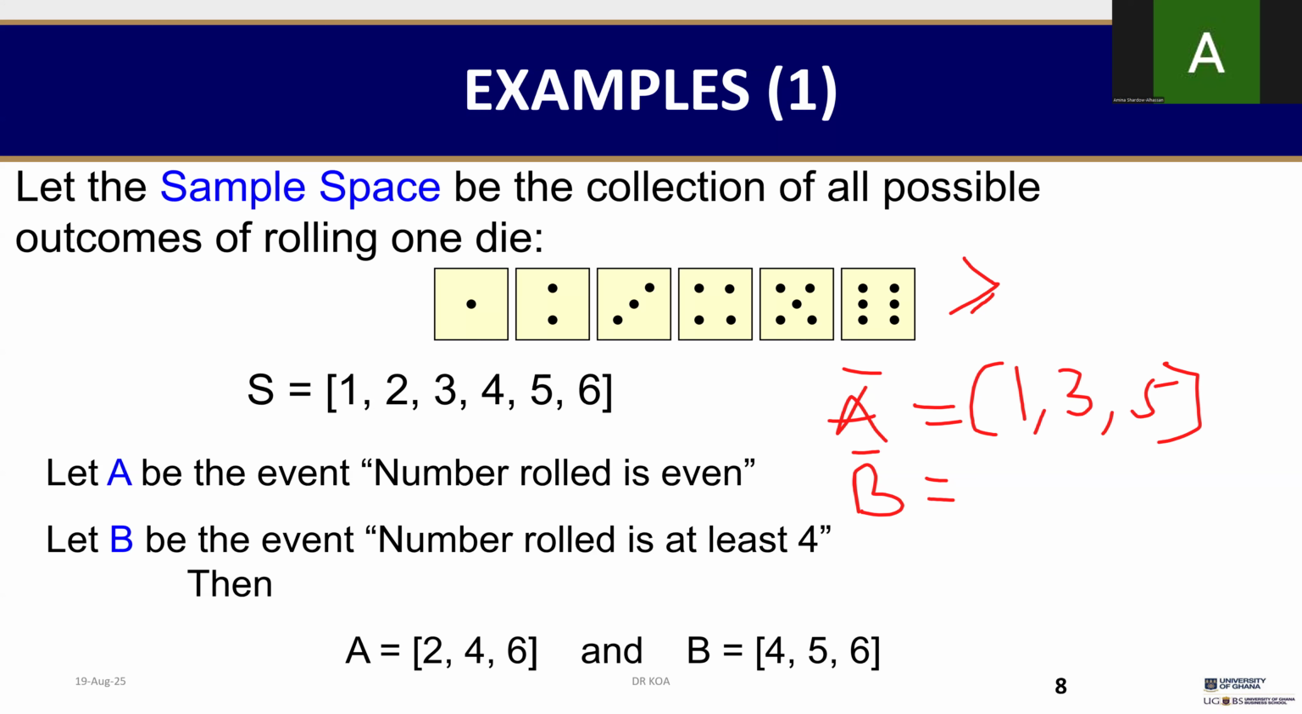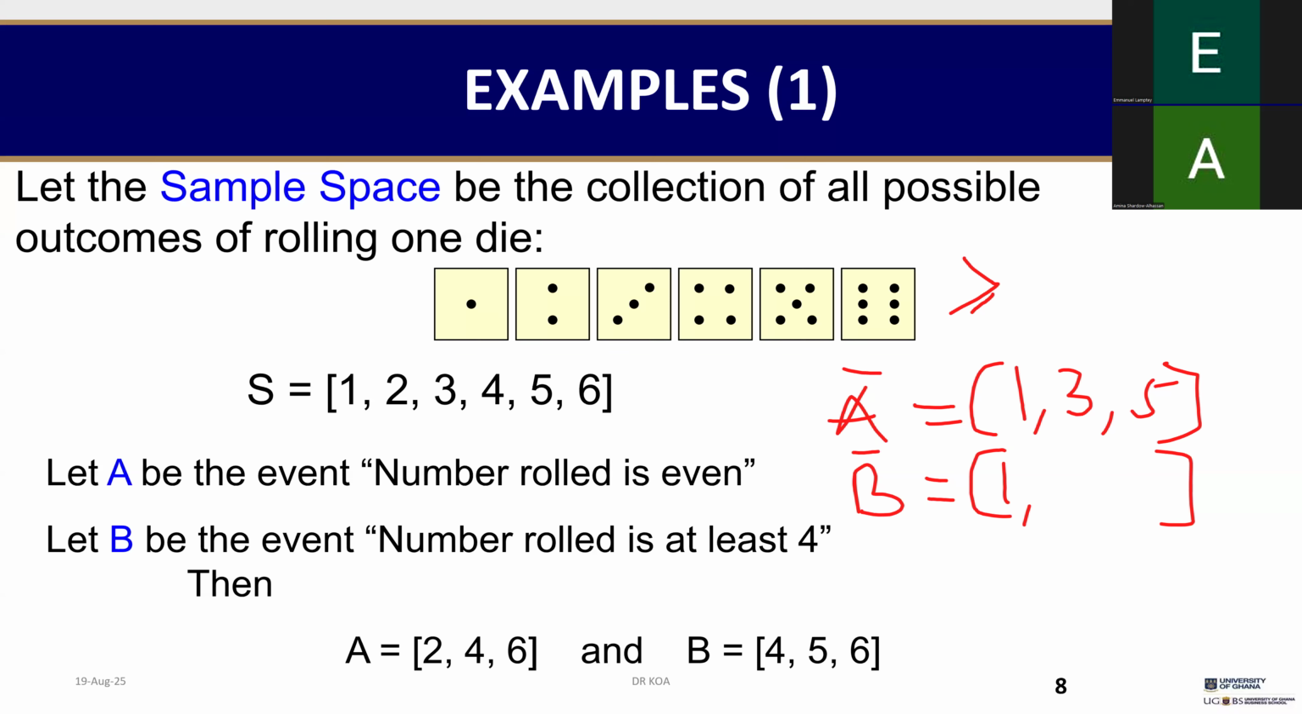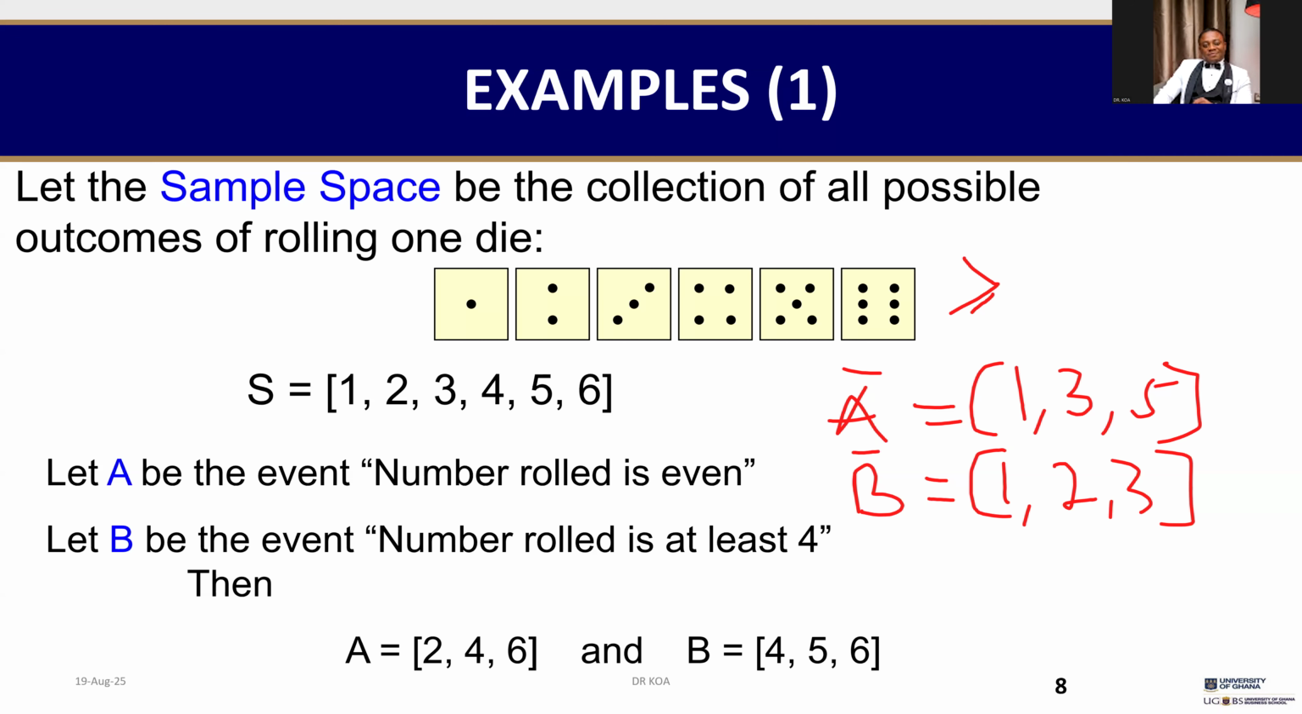What is the complement of B? What would be the complement of B? Emmanuel. Yes, the complement of B will be 1, 2, and 3. I'm sure your colleagues will all agree with you. So that is fantastic. Now let's go to another term.